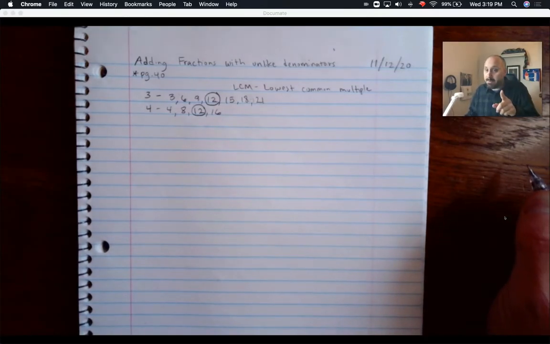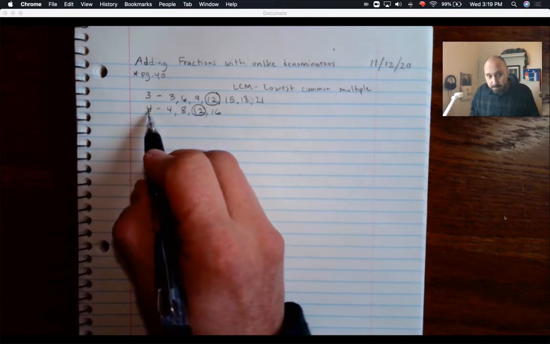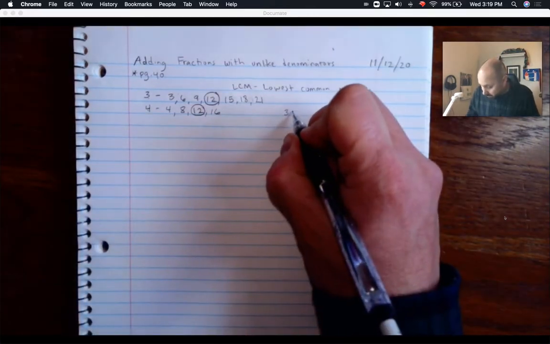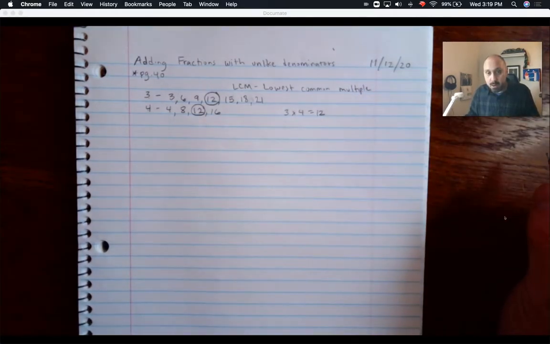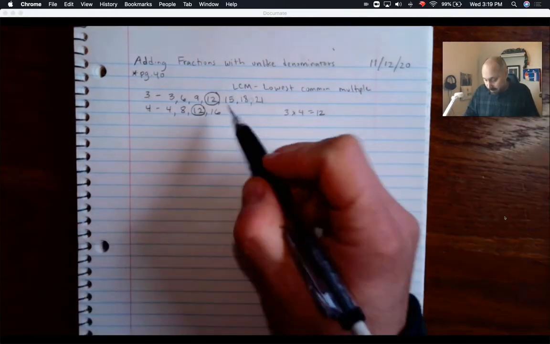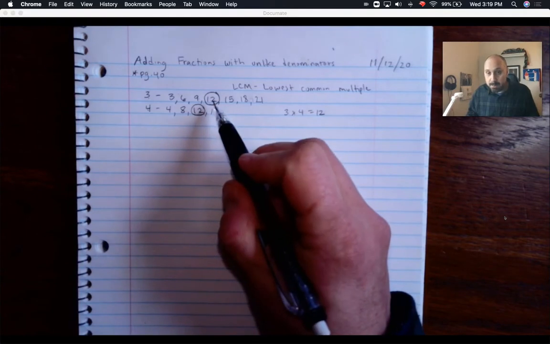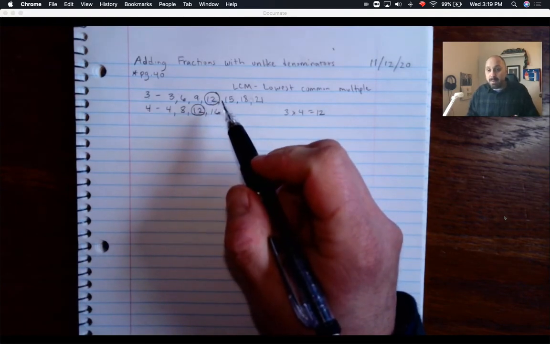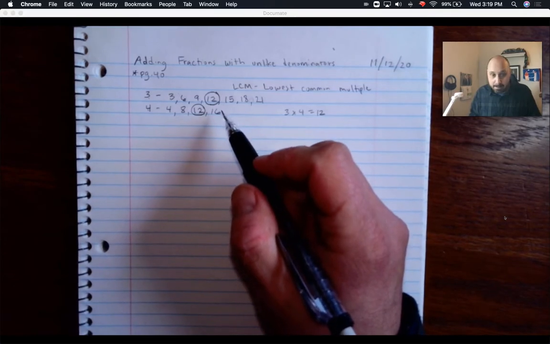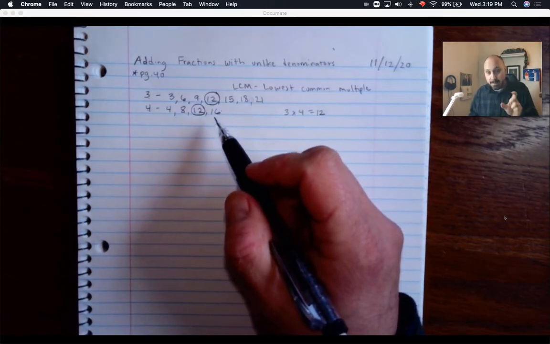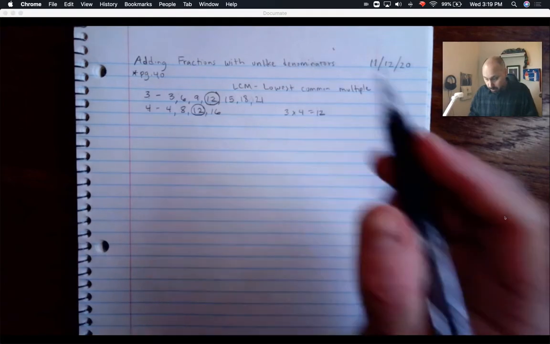A lot of you may have noticed for this particular lowest common multiple, we could have multiplied 3 times 4, right? For 3 and 4, when we multiply 3 times 4, the answer is 12. That happens to be our lowest common multiple. That won't always happen for the lowest common multiple, but you can always find a common denominator by multiplying the two denominators together. We'll talk about that in a second.